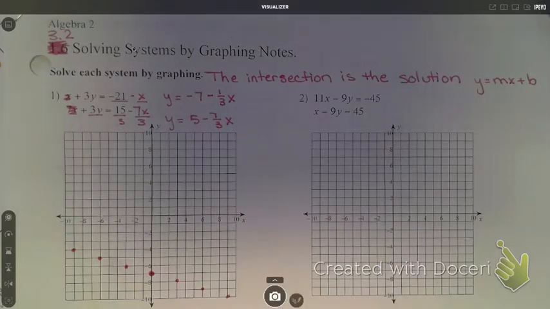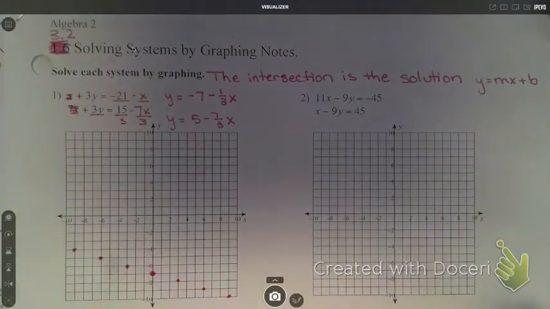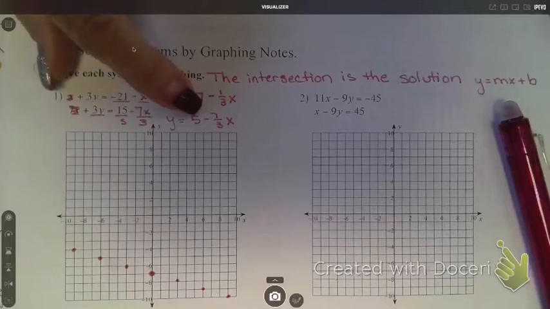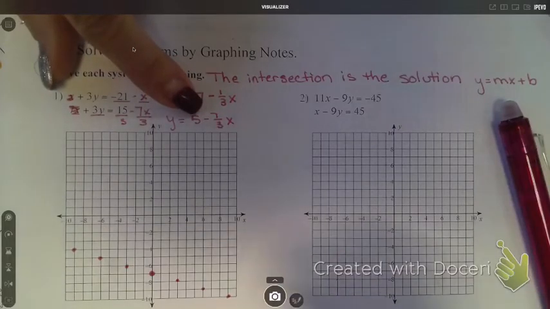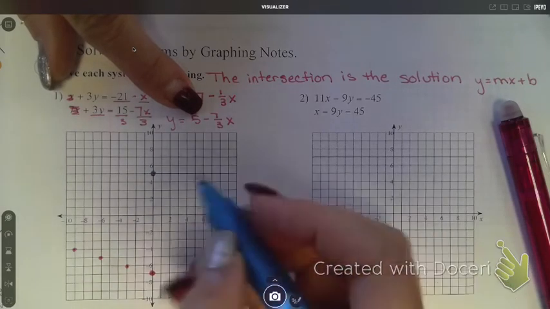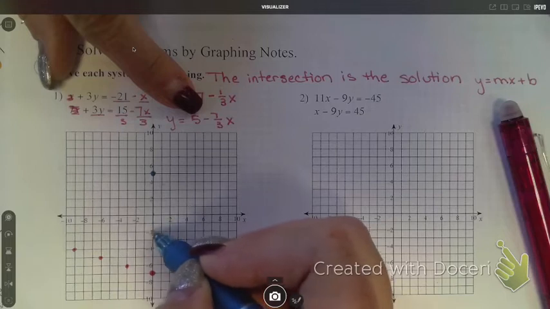I'll see if I got it right. Here, you got it wrong. I know, I figured it out. And then I graph the next one. So I go to 5, and I go down 7 and right 3.